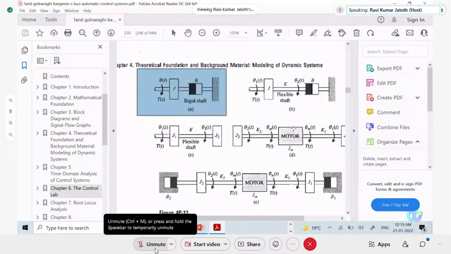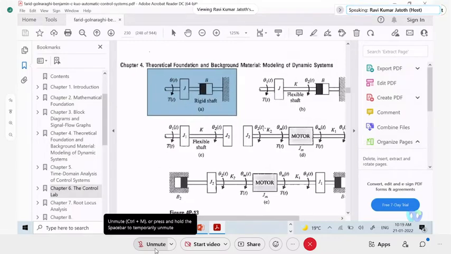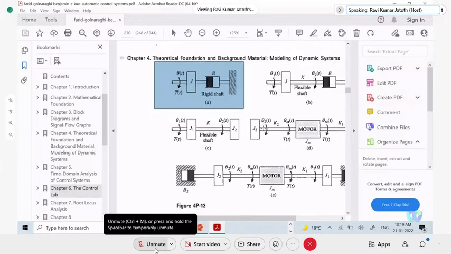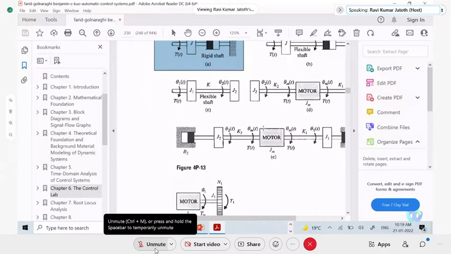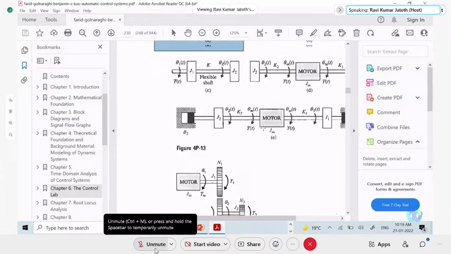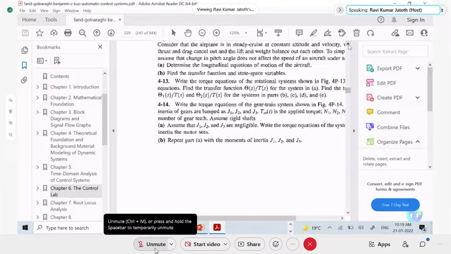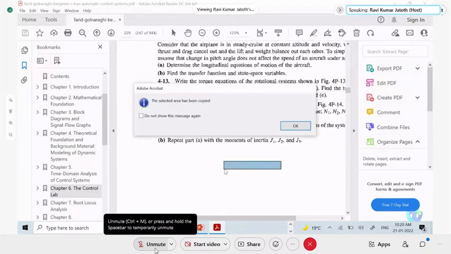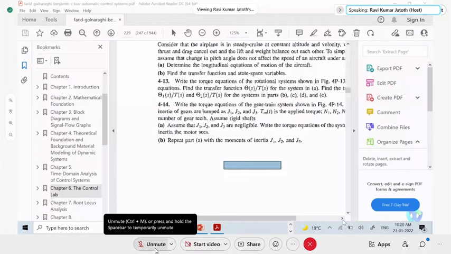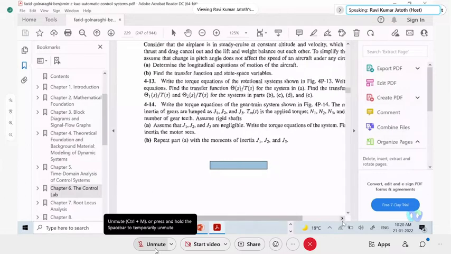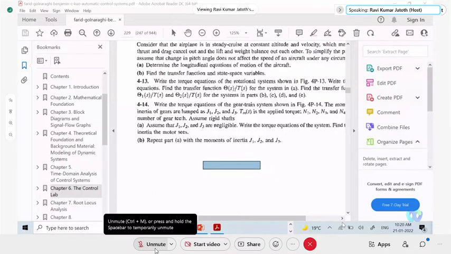The question is P13. Write torque equations of the rotational system shown in the figure, and find the transfer function theta of s by T of s.